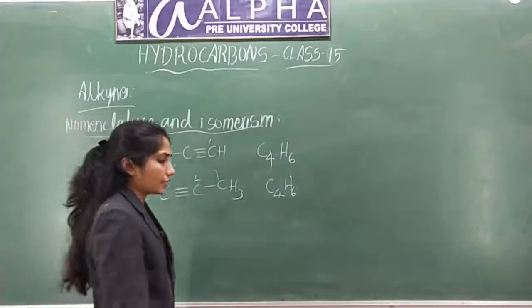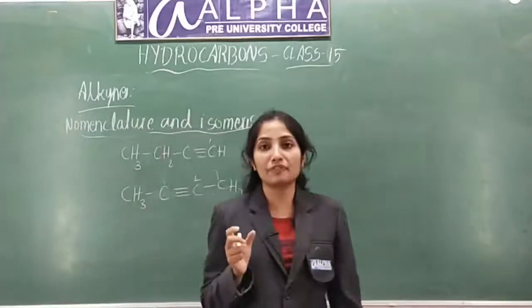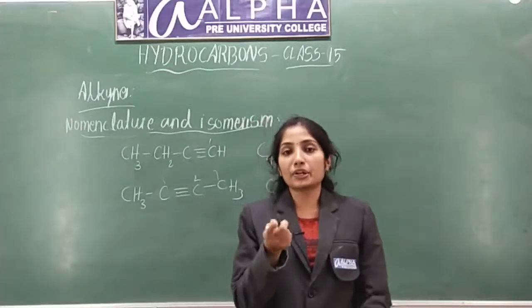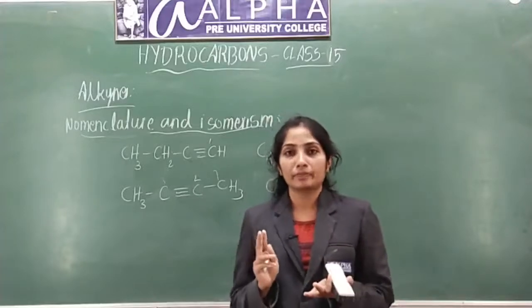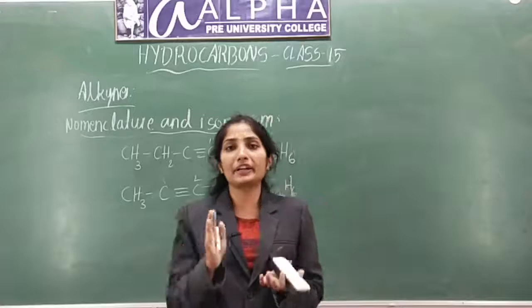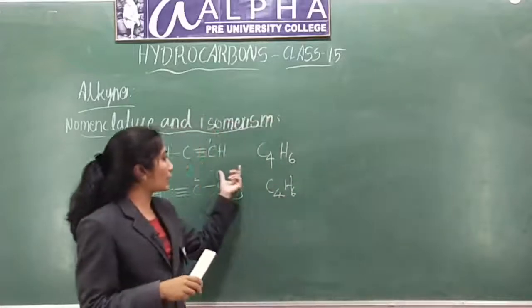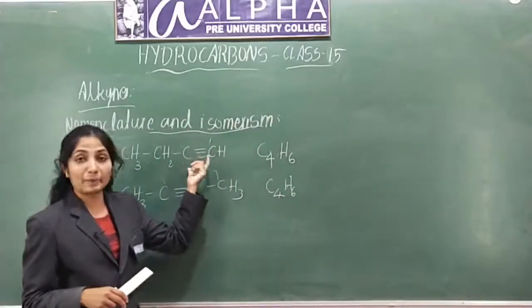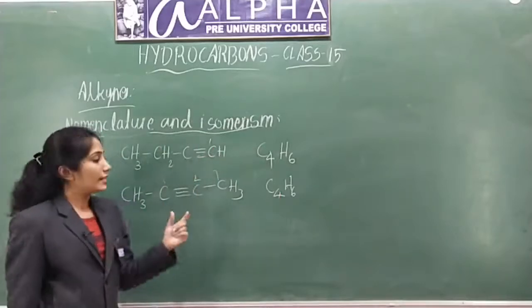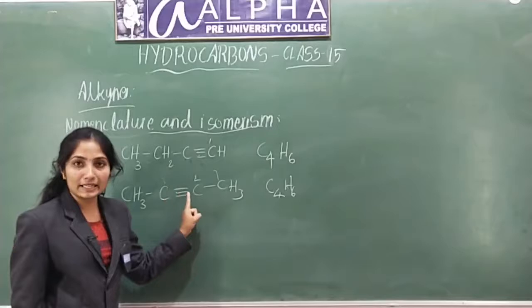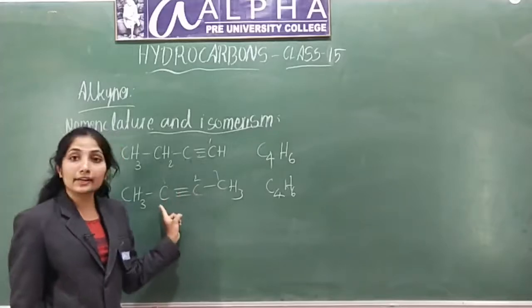What are position isomers? They have the same molecular formula, but the position of the double bond, triple bond or functional group will be different. They will be present at different carbon atoms. In the first case the triple bond is present between first and second carbon. In the second case the triple bond is present between second and third carbon atom.